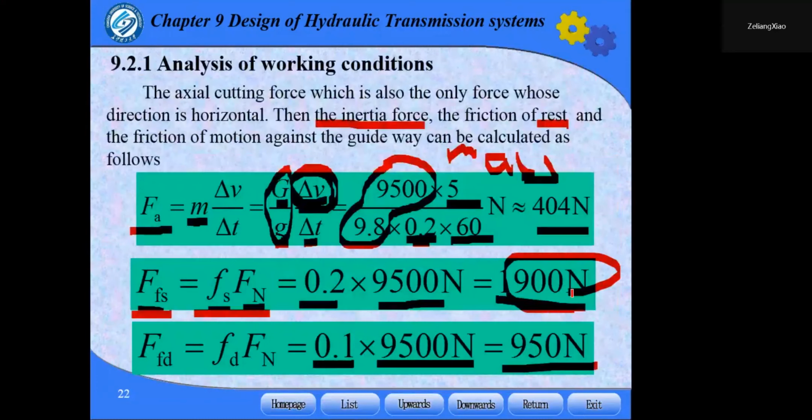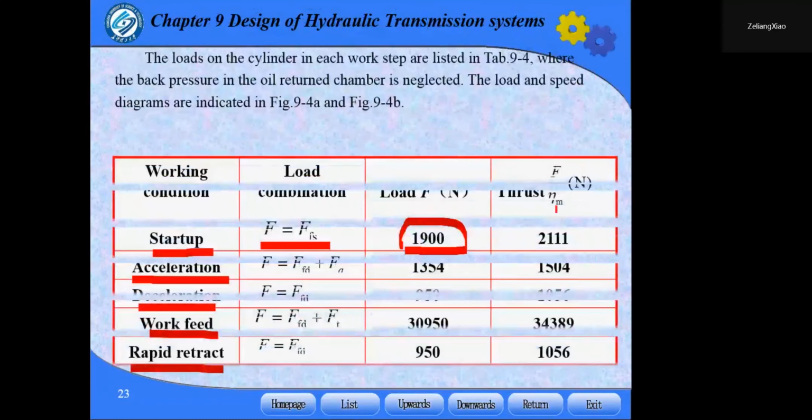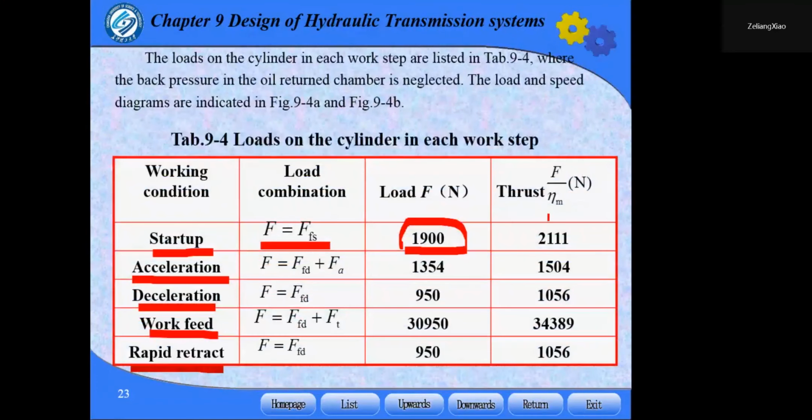This one. And since the mechanical efficiency is 0.9, we can get the thrust, because this force divides the mechanical efficiency, so we can get the thrust.